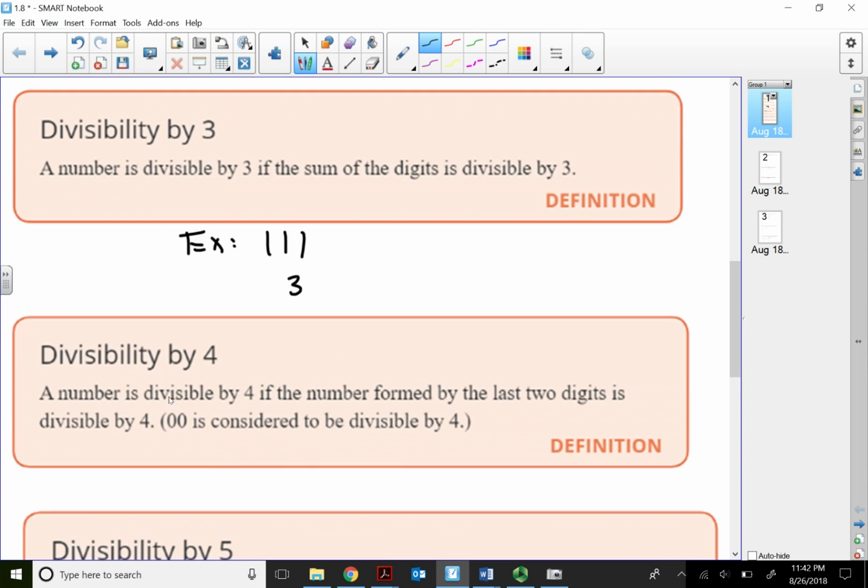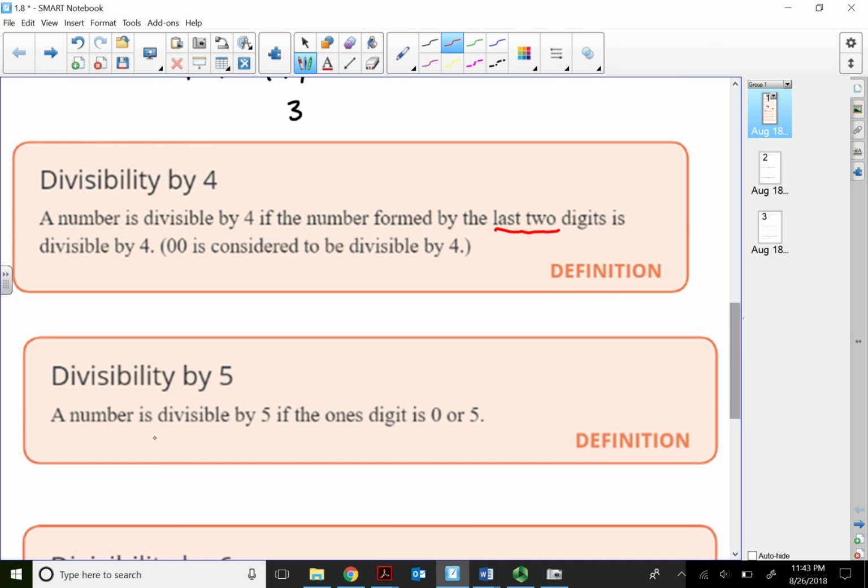A number is divisible by 4 if the number formed by the last two digits is divisible by 4. So divisibility by 4 is looking at the last two digits. Make sure 4 can go into the last two digits. 00 is considered to be divisible by 4, because if a number ends in 00, that means it's a multiple of 100. 4 can always go into 100.